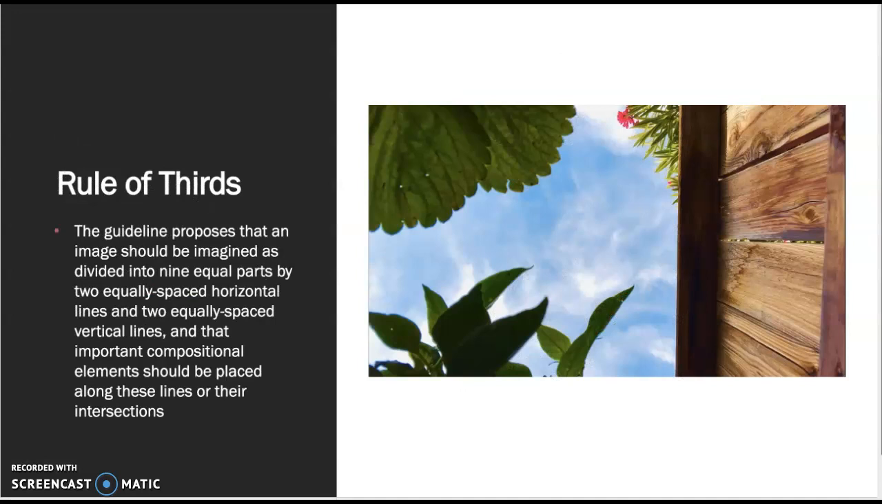Next. Okay, rule of thirds. Rule of thirds is really important when you create an art piece, whether it's a sculpture, photograph, painting, a drawing, anything two-dimensional especially. So this is a guideline. The purposes of an image should be imagined as divided into 9 equal parts, 2 equally spaced horizontal and 2 equally spaced vertical. That important compositional element should be placed alongside their lines and their intersections.